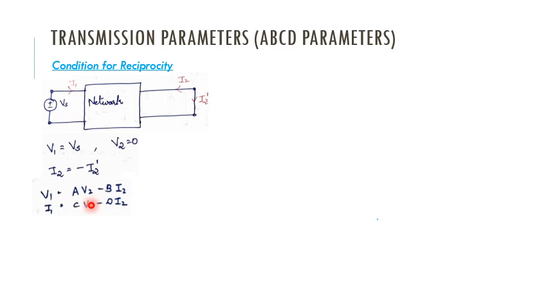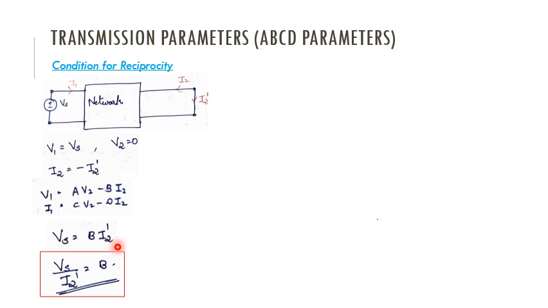And these two are the ABCD parameter equations. Now apply the values to the first equation. The first equation is V1 is equal to AV2 minus BI2. Here V1 is Vs, and V2 is 0, so that term got eliminated. Then I2 is minus I2 dash. So the first equation changes to Vs is equal to B into I2 dash. Now we can write Vs by I2 dash, which is the excitation to response ratio, is B.